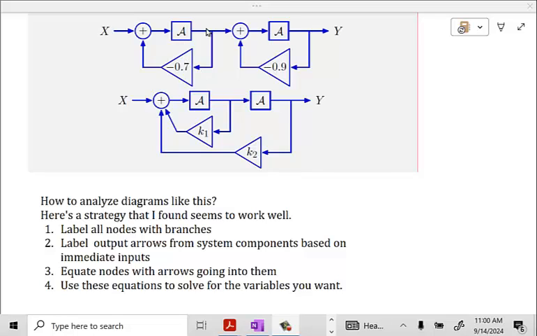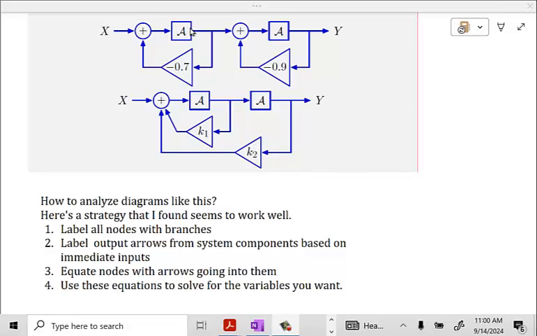Hi, in this video I'm going to talk about this type of diagram. Diagrams like this play a very important role in signal processing. Engineers like to use diagrams like this to describe systems. You can see that this is a diagram of a continuous signal processing system because it has the A instead of the delay D. A is an integration block.